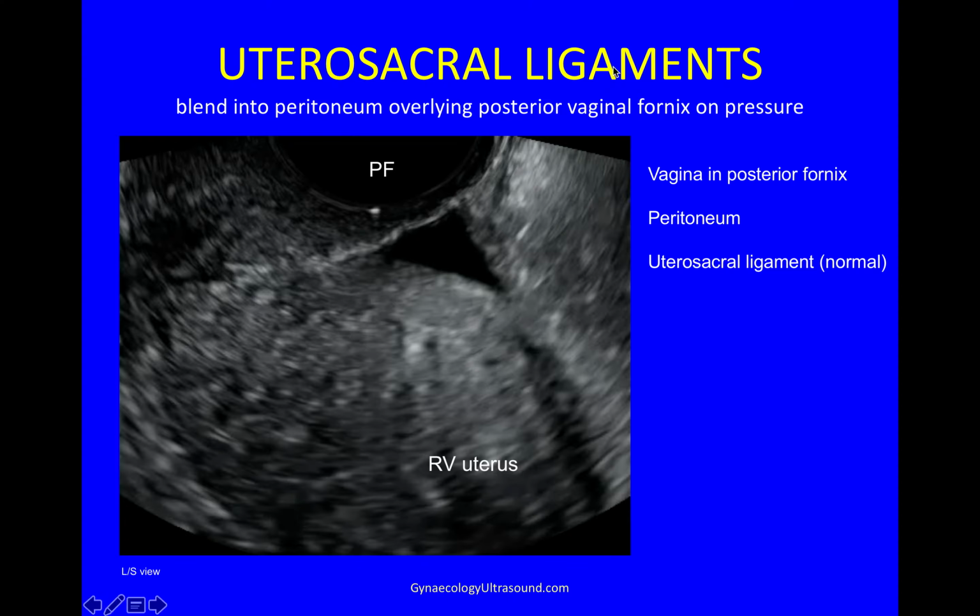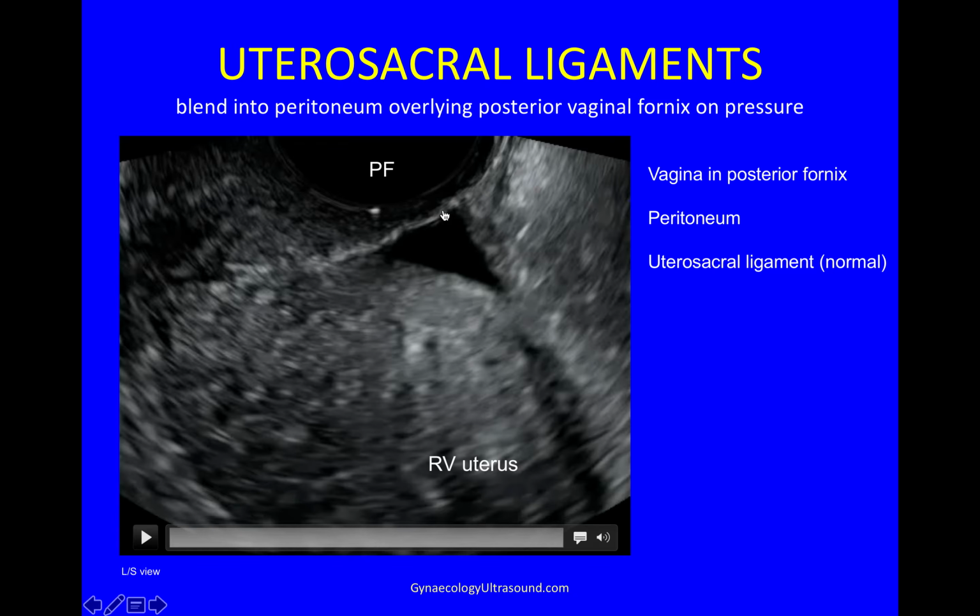This is a transvaginal longitudinal view. This is the posterior fornix, the cervix is up there, and the uterus is retroverted. And here you can see just a little bit of normal fluid in the pouch of Douglas. This dark is the posterior vaginal wall, and then the white is the peritoneum overlying it.